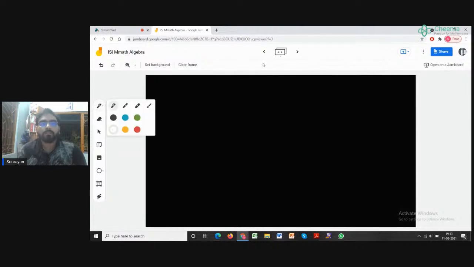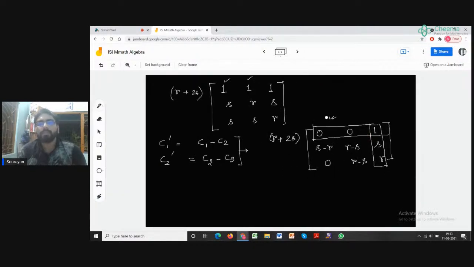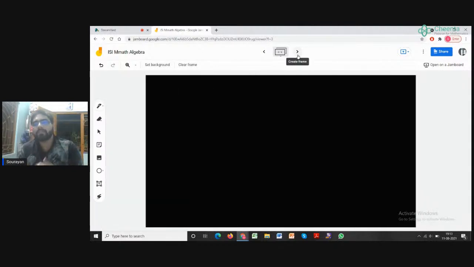So here the determinant will be 0, then minus 0, then plus 1 into S minus R into R minus S. So the determinant becomes R plus 2S into S minus R into R minus S. This will be the determinant of the 3 cross 3.